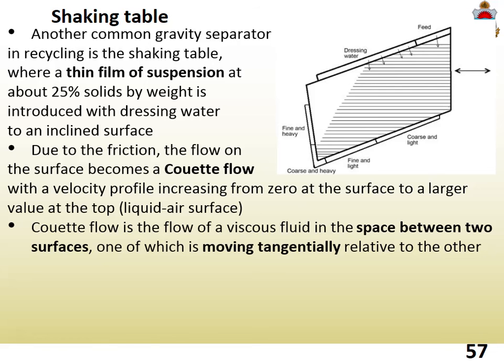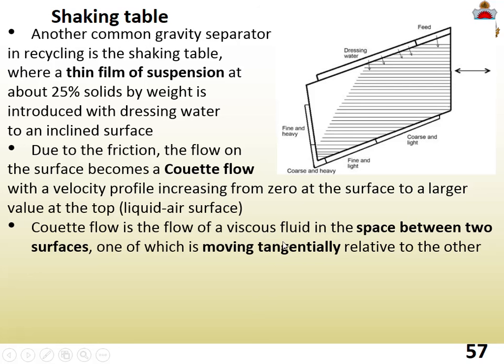So due to the friction, the flow on the surface becomes Couette flow, with a velocity profile increasing from 0 at the surface to a large value at the top. So the velocity at the surface will be 0, but at the top, there will be a very thin layer of the fluid here, and in this layer of fluid there will be a velocity profile as shown here.